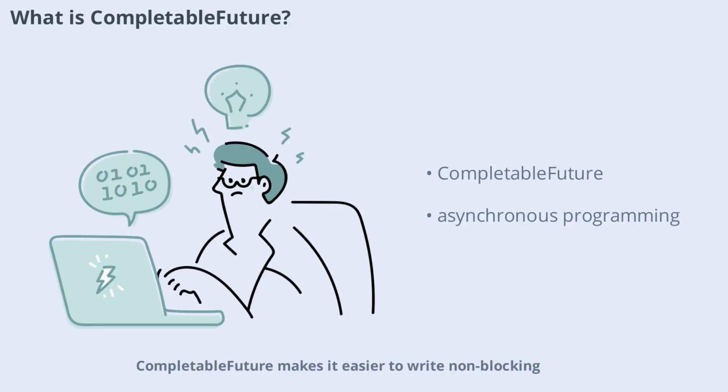CompletableFuture makes it easier to write non-blocking, scalable applications by handling the complexity of thread management for you. It's a foundational tool for modern Java developers working with concurrency.